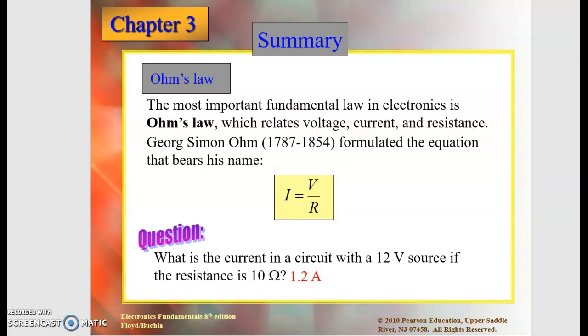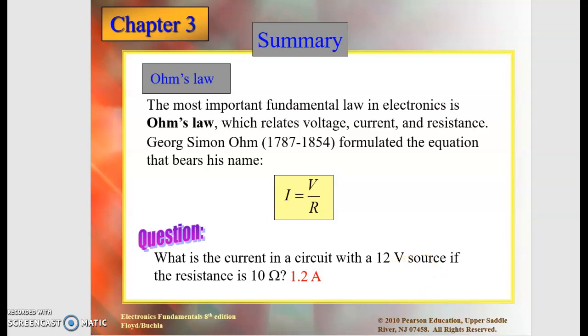So we have the definition of Ohm's law as I equals V over R, where I is in amperes, V is in volts, and R is in ohms. It's just a plug-in formula. It's a first order formula, so we have to have two knowns in order to find the third unknown. Otherwise, it is not solvable.